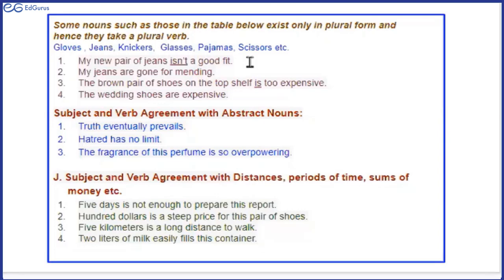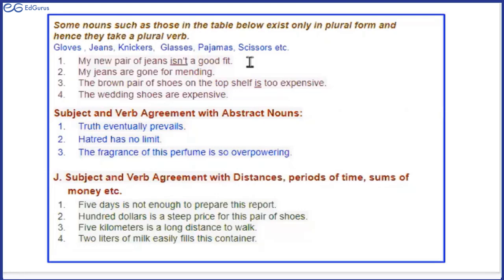Now the subject and verb agreement with abstract nouns. Abstract nouns that we cannot see, we cannot touch, we can feel. Truth eventually prevails. Little knowledge is a dangerous thing. We say a little knowledge is a dangerous thing. A little knowledge, that's abstract noun. So singular verb will be used. Hatred has no limit. The fragrance of this perfume is so overpowering.